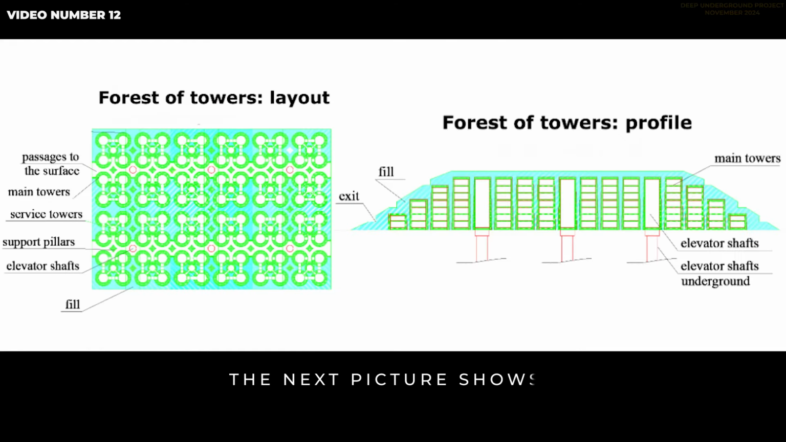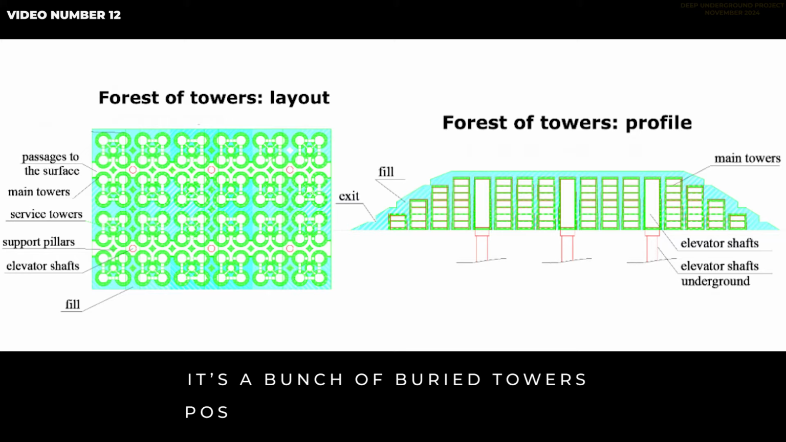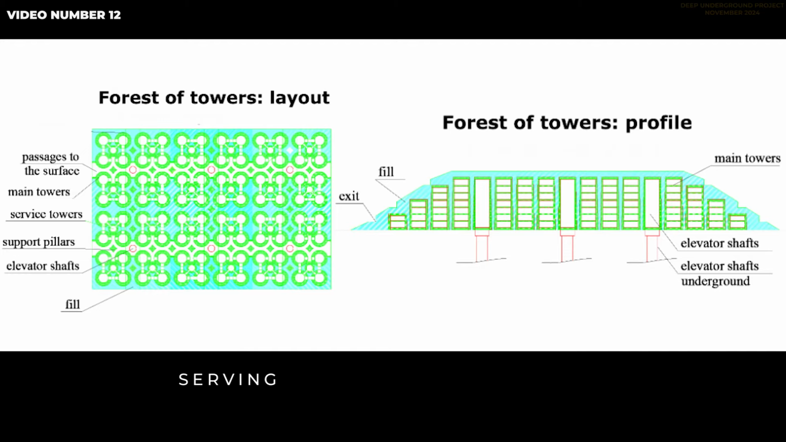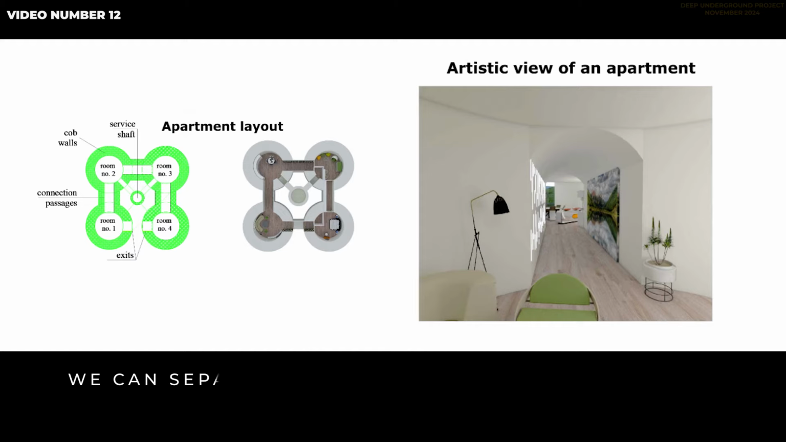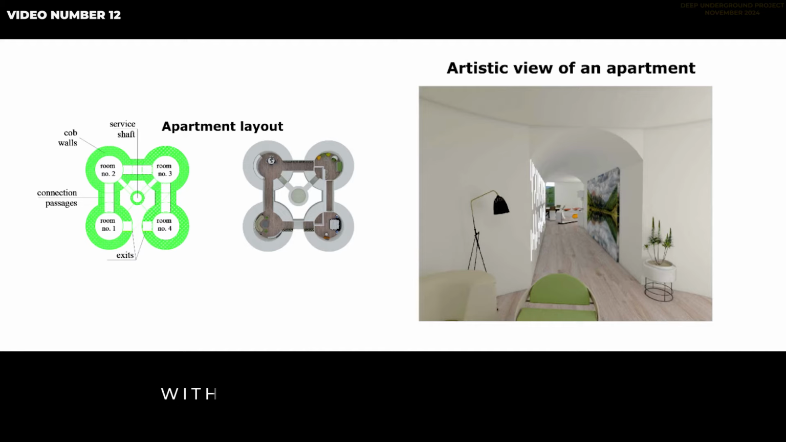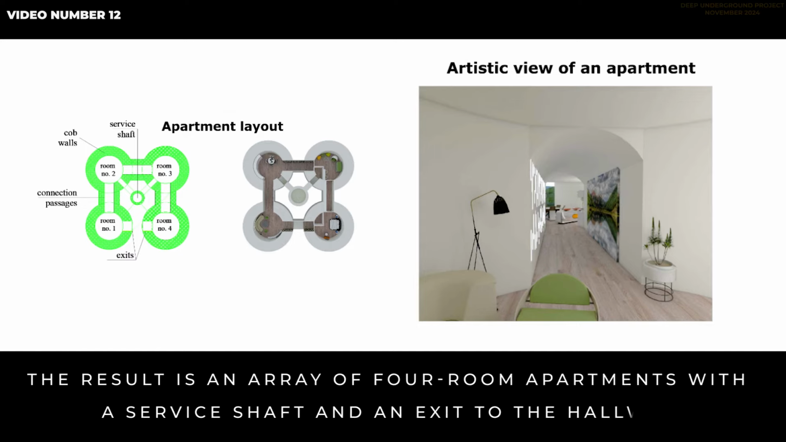The next picture shows a structure called a forest of towers. It's a bunch of buried towers positioned one by one in lines. There are smaller towers in between and bigger ones as well, serving as elevator shafts for connection to the underground. We can separate towers and create rooms that are connected by horseshoe profile tunnels with a small tower in the middle. The result is an array of 4-room apartments with a service shaft and an exit to the hallway.